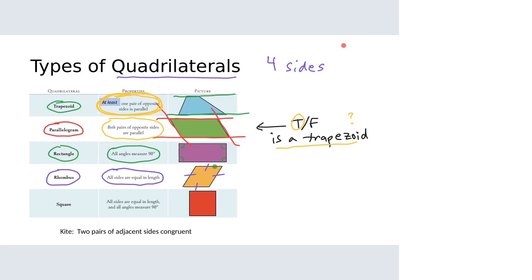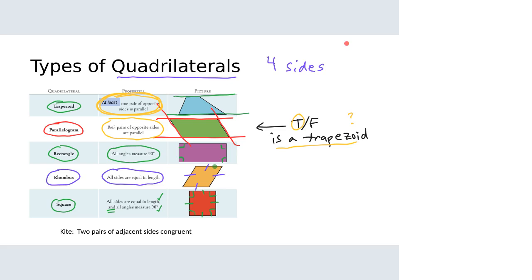Now we get to the square at the bottom, and you're probably pretty comfortable with the idea of a square. A square is very specific. All sides are equal in length, and all angles are 90 degrees. So for a square, all the angles are 90 degrees, and all the sides have the same length. And that's what makes it a square. And you can see that a square is also a parallelogram. It's also a trapezoid.